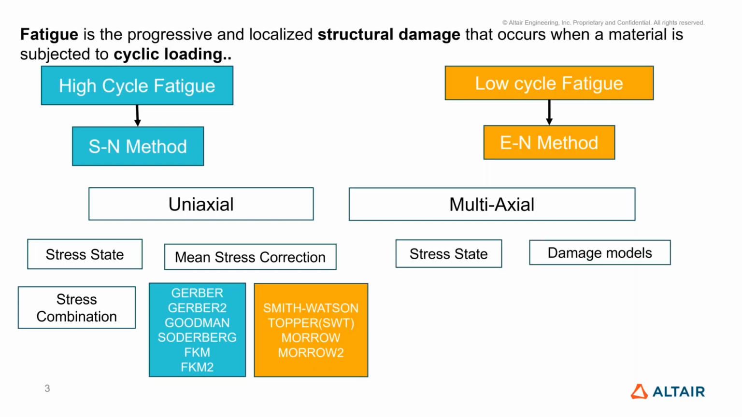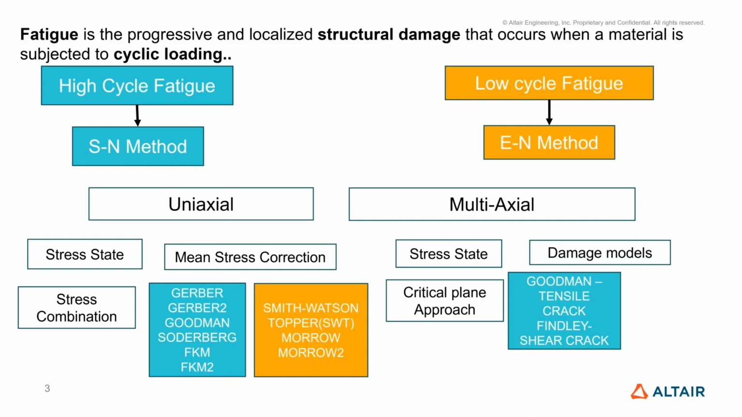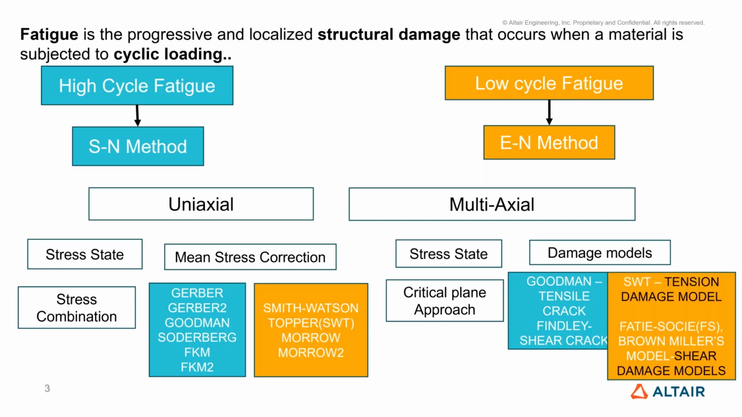When we go to the multi-axial side, it uses the stress tensor directly to calculate the damage. It searches for the most damaged plane by using damage models. We have Goodman for the tensile crack damage model and Findley for the shear crack damage model. These are for the high cycle fatigue approach, whereas the SWT model is for the low cycle fatigue approach, and the FS model, a shear damage model, can be used for low cycle fatigue.